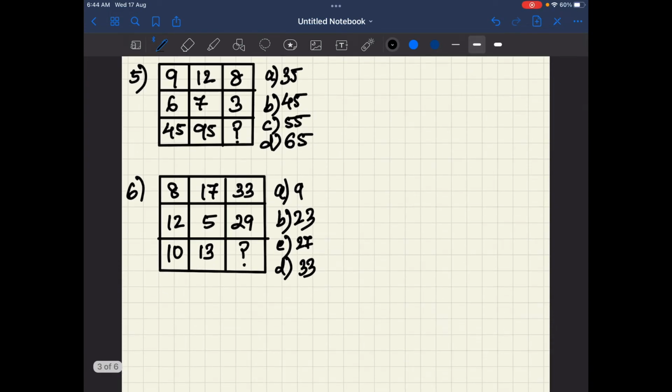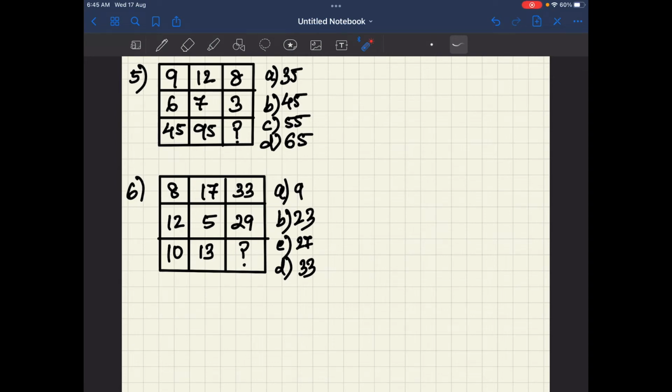Now coming to the fifth question, let's see what it unfolds. 9, 6, 45; 12, 7, 95; 8, 3, and we have to find this element. So we need to figure out how 45 is coming, or what operations are getting performed between them. So 9 into 6 will give 54. 45 is the digit transformation, exchanging the digits.